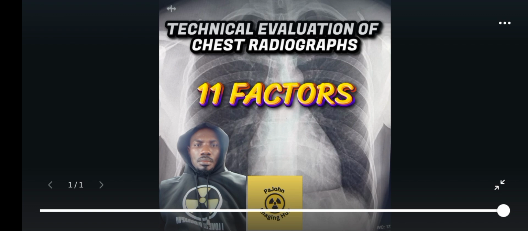In our How to Do series, today we'll look at technical evaluation of chest radiographs. So there are about 11 factors we'll look at.